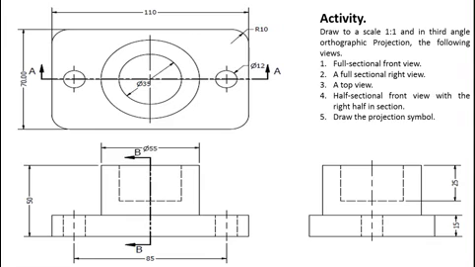Alright, we are done with the theory part. Now we will need to do some activity. I have an activity here. It says draw to a scale 1:1 and in third angle orthographic projection the following views. They need these views here. Make sure you draw this, you answer everything that is here, and I will provide answers for this activity before the next lesson. Okay.